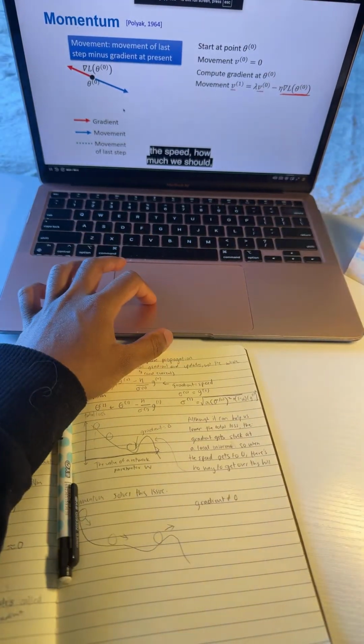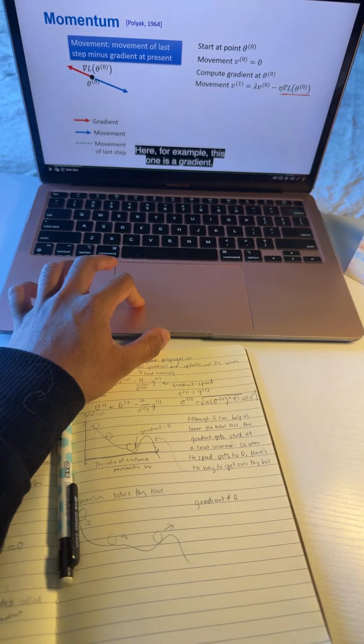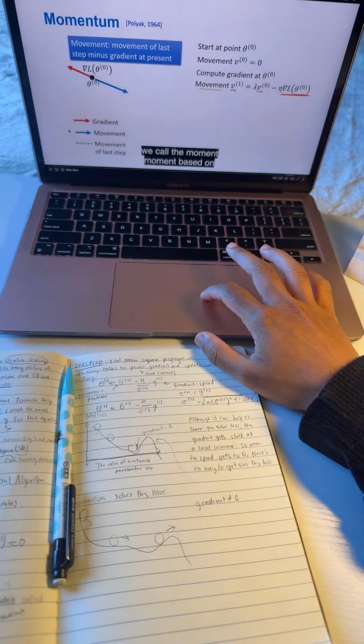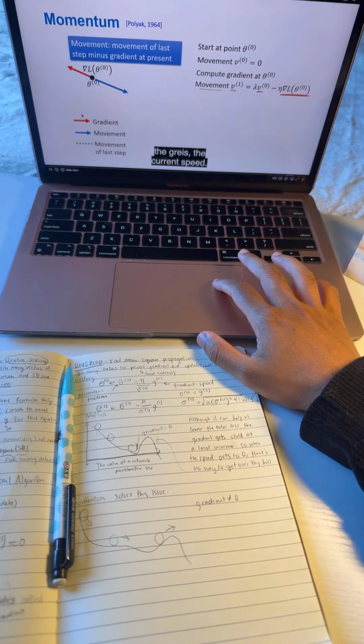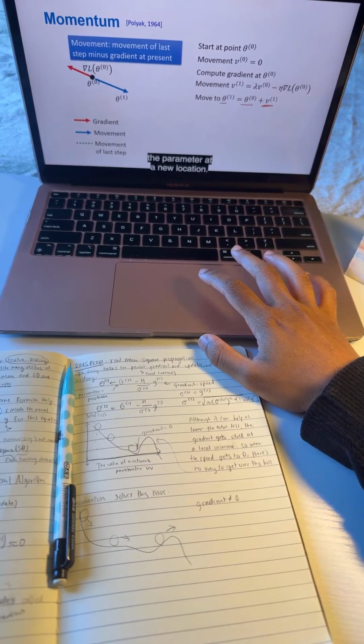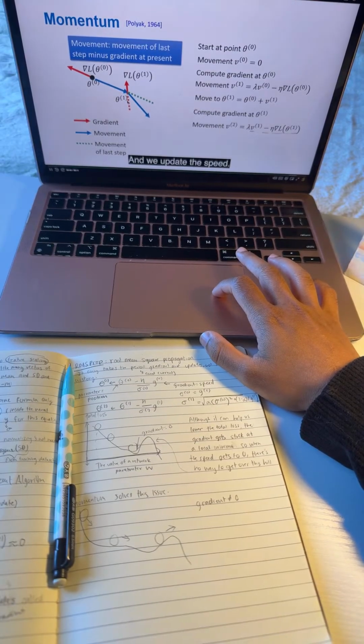We will compute the speed, how much we should calculate for movement based on the gradient. Now we will use this speed to update the parameter. As a new notation, we still take the gradient, and we follow the negative gradient direction, right? And we update this speed, and then we use this speed to change the parameter.